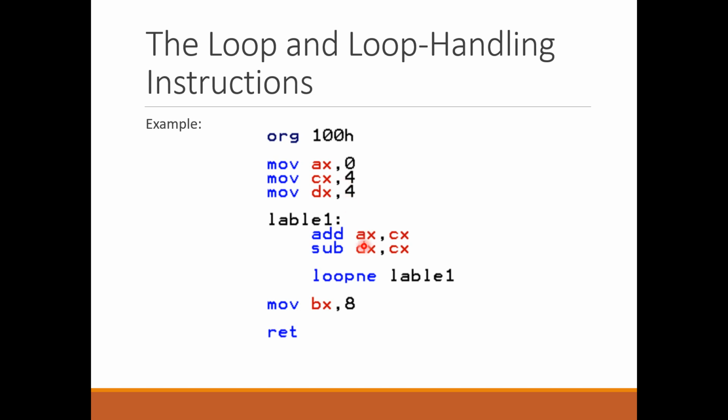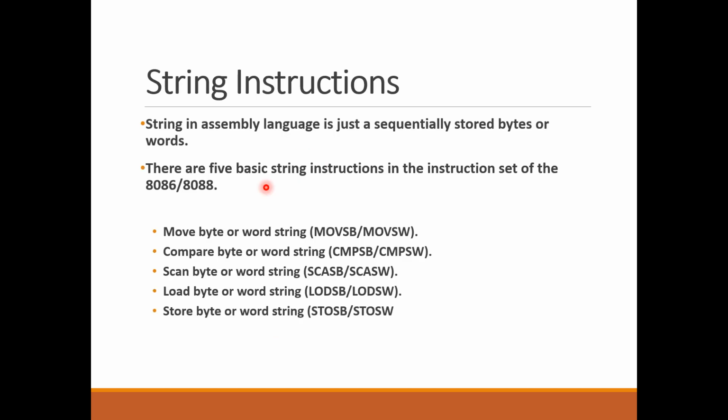dx is 4, cx is 4, sub dx cx, what's going to be the result? 0. And what is going to be stored inside the zero flag? 1. Why? Because the result is 0. So at this point we are not going to satisfy the loopne requirement, so the loop is going to be stopped. So as the result, the value of ax is becoming 4, and it comes back to this point, and this data is going to be stored inside the bx.